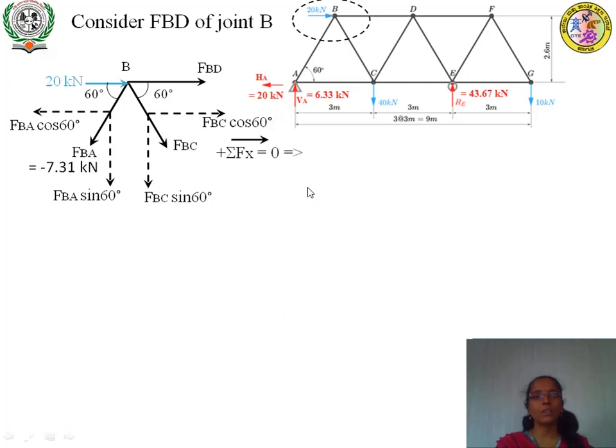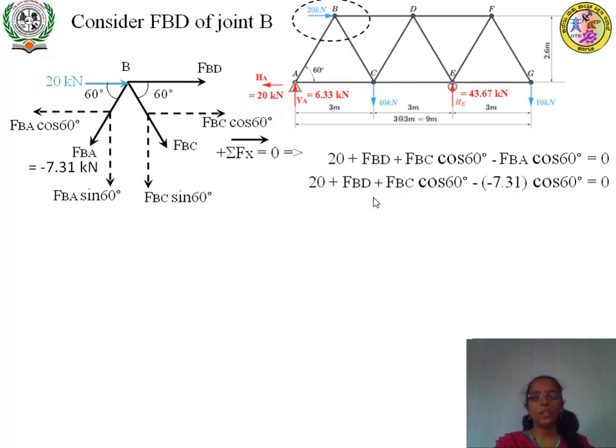Which implies 20. This is plus x, along the plus x direction. Therefore plus 20 plus FBD, and then plus FBC cos 60 and then minus FBA cos 60, that is equal to 0. So let us substitute the value of FBA. So 20 plus FBD plus FBC cos 60 minus of minus 7.31. FBA is minus 7.31. Okay, so minus of minus 7.31 cos 60.